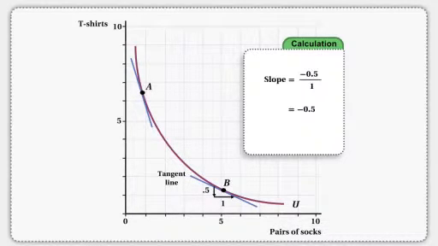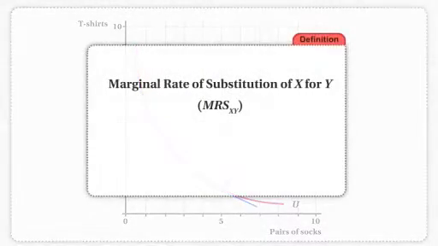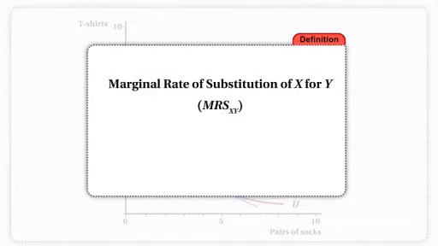at point B. This concept of the trade-off between the goods is so important that economists have given it a particular name, the marginal rate of substitution of X for Y, or MRS of X for Y. The term marginal just means that we are focused on small changes in the bundles of goods. For these small changes, the MRS of X for Y is the rate at which we would be willing to substitute the good on the horizontal axis for the good on the vertical axis.